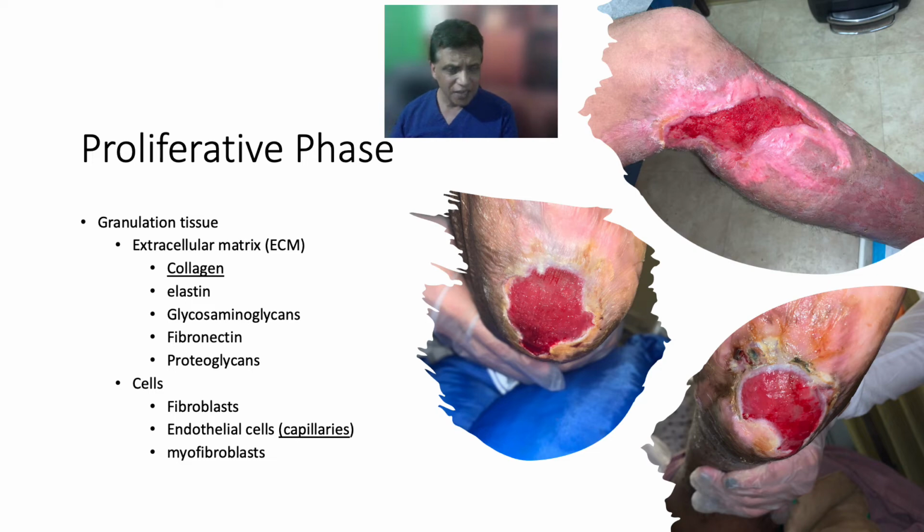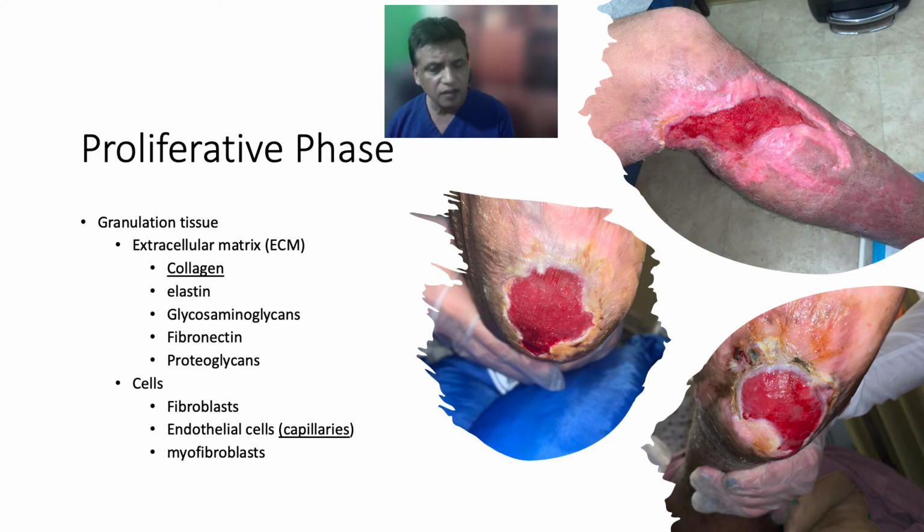So this extracellular matrix, together with the cells, the fibroblasts, the endothelial cells, which sprout off the capillaries from the edges of the wound into the wound cavity, forming miniature blood vessels, and the myofibroblasts, which help in wound contraction. These cells and the extracellular components make up what we call the granulation tissue.